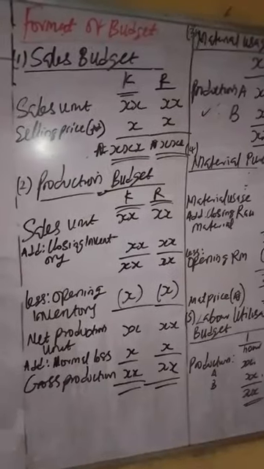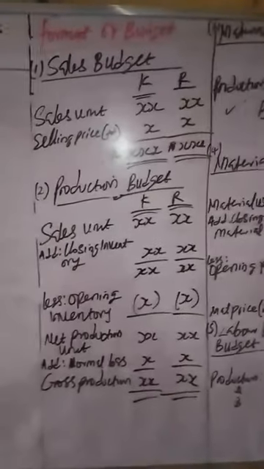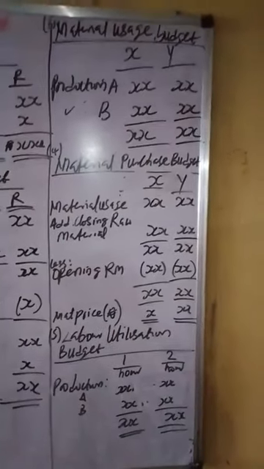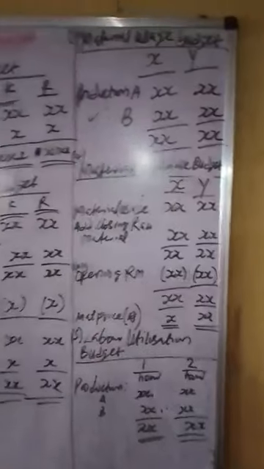Can we go ahead? Now we'll move to the next budget. Now that you have got our production budget, let's go to material usage budget. The next budget is material usage budget.